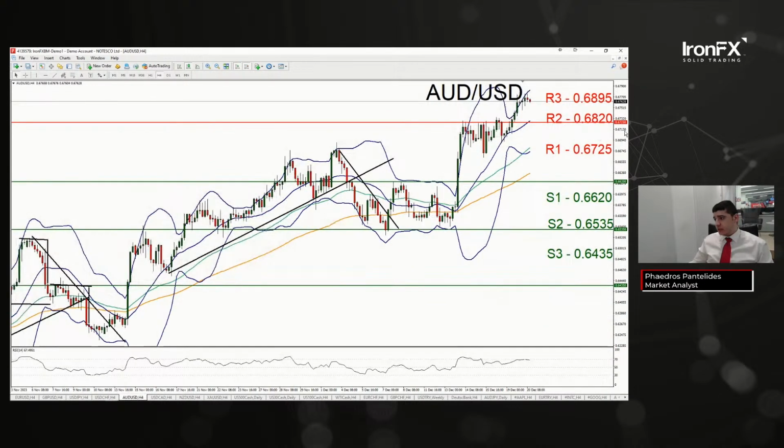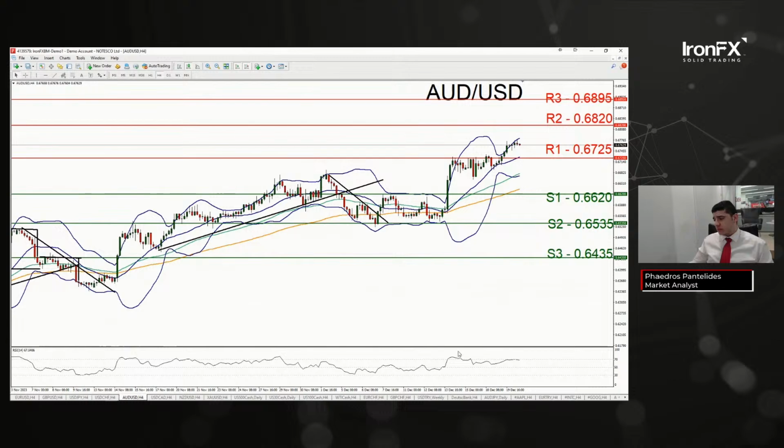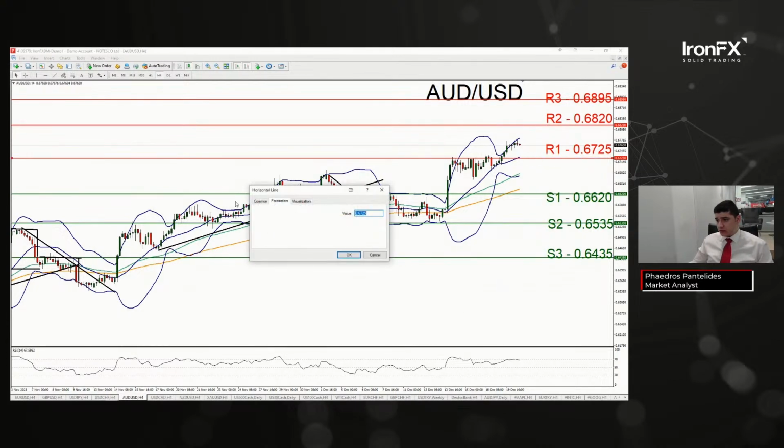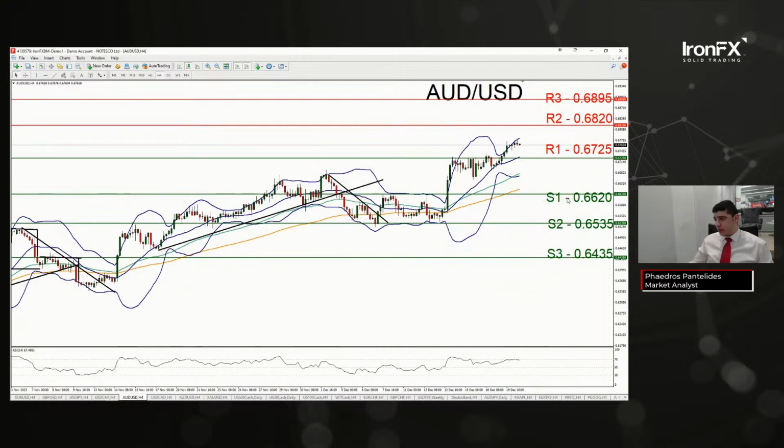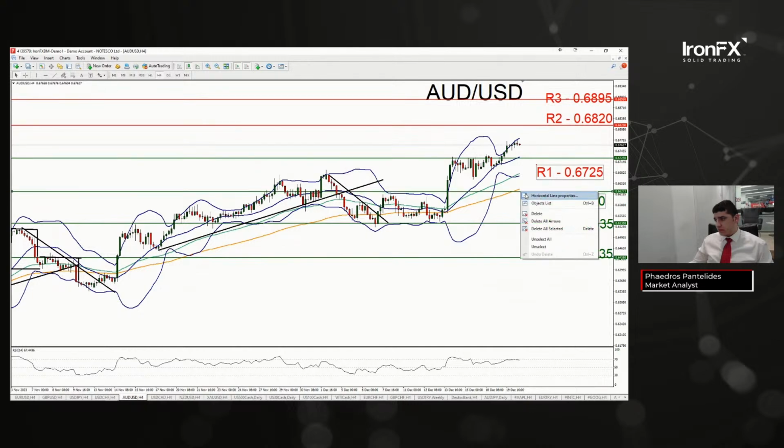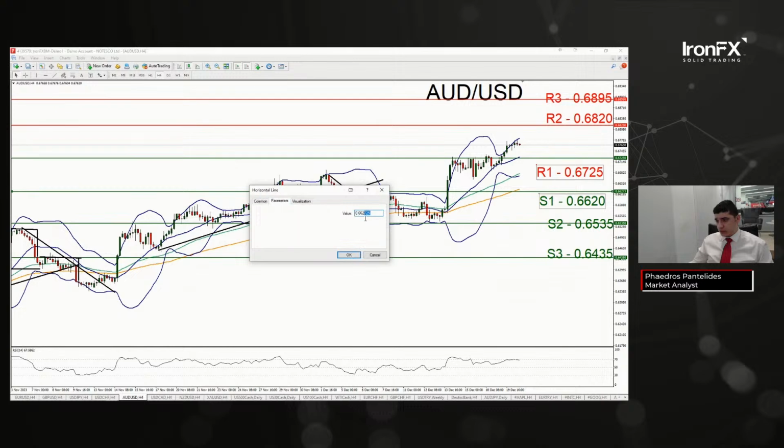For the Aussie, it's broken above R1, aiming for R2. So this would be resistance turn support. And then, so R1, we could bring S1 slightly higher. 0.6625.